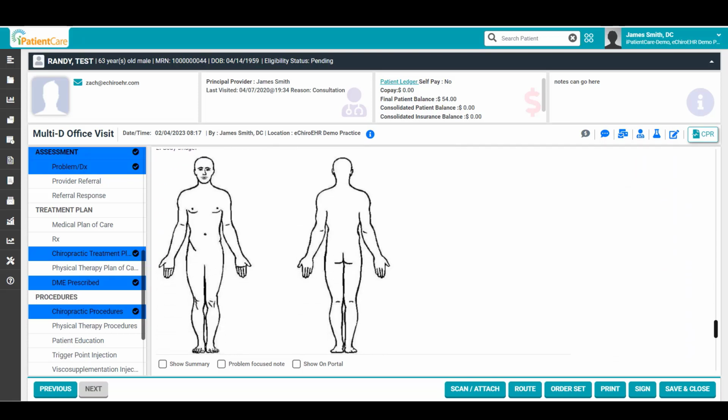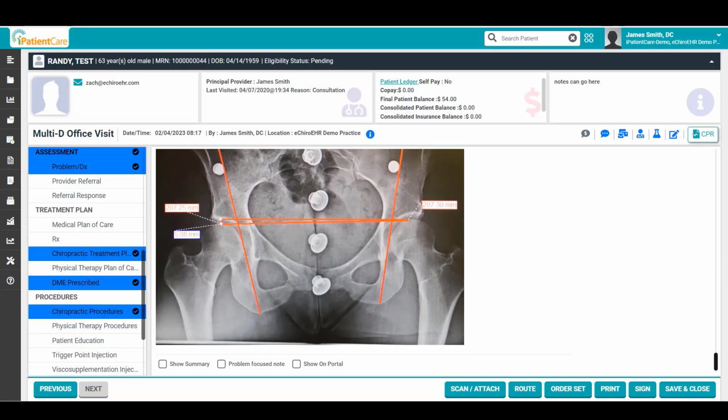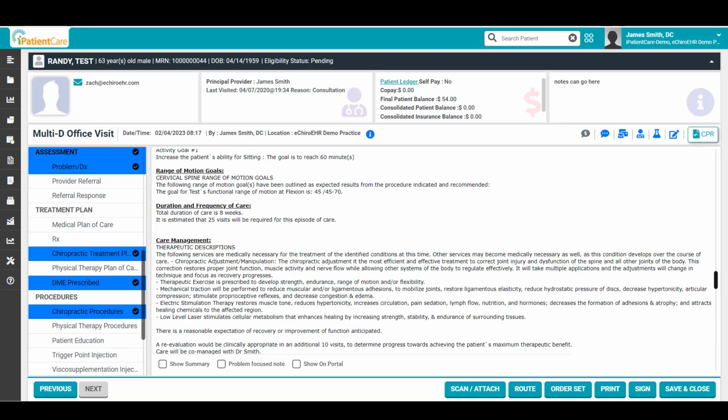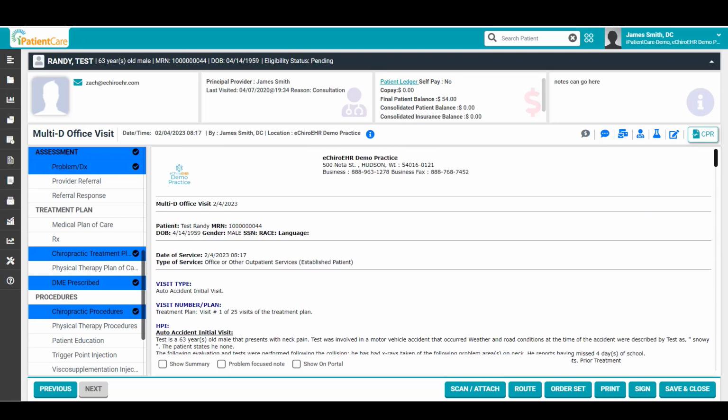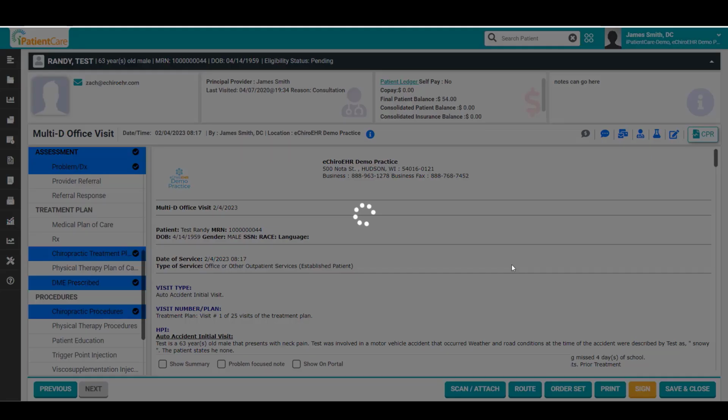And you can also see those body images as well as X-ray images that we attached in the note. So there's our note. We can print it, we can route it to another provider for review, and we can go ahead and sign the note.